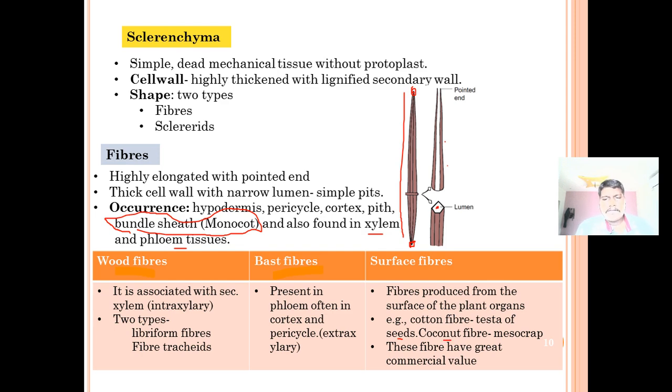If you take a coconut, it has three distinct regions: endocarp, mesocarp, and epicarp. In the mesocarp region, it has fibers. These fibers have a very great commercial value.